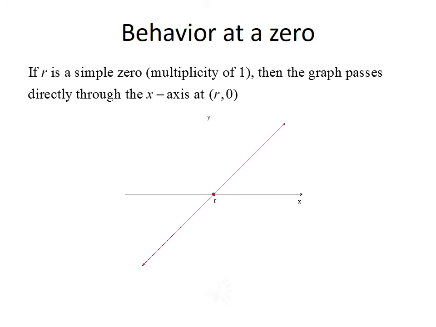So we can use the multiplicity at each 0 to determine how the graph behaves at the 0. For example, if r is a simple 0, meaning it has multiplicity of 1, then the graph is just going to pass directly through the x-axis at the point (r, 0). So you see this line passes directly through the x-axis.